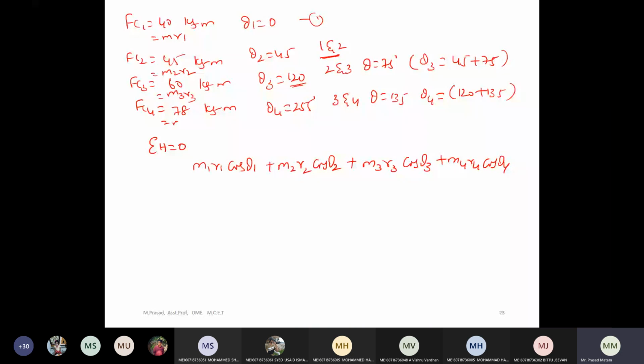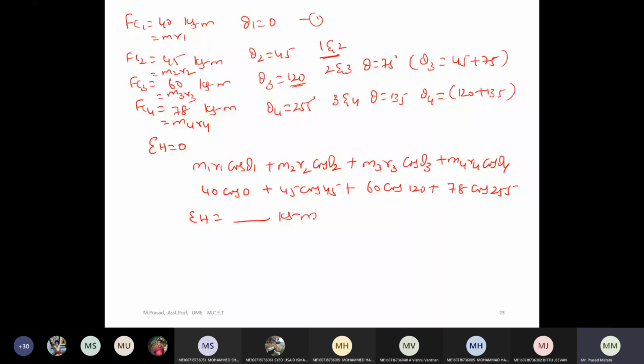M1 R1 is 40, theta 1 is 0. M2 R2 is 45, and theta 2 is 45 degrees. M3 R3 is 60, and theta 3 is 45 plus 75, that is 120 degrees. Similarly, M4 R4 is 78 with cos 255. Give me this value, dear students, in terms of kg meter.